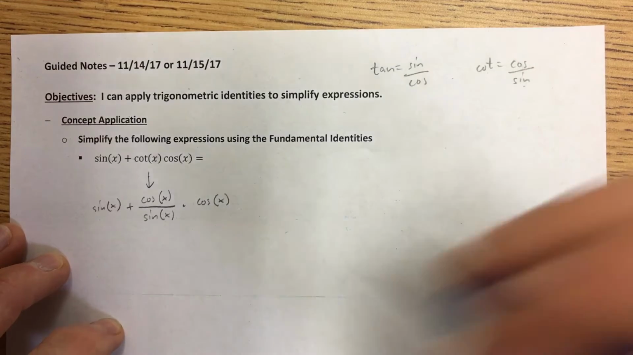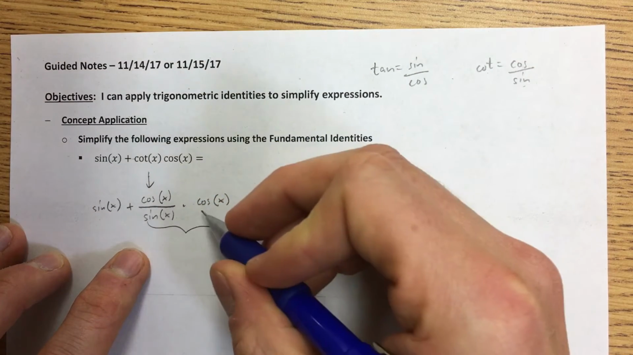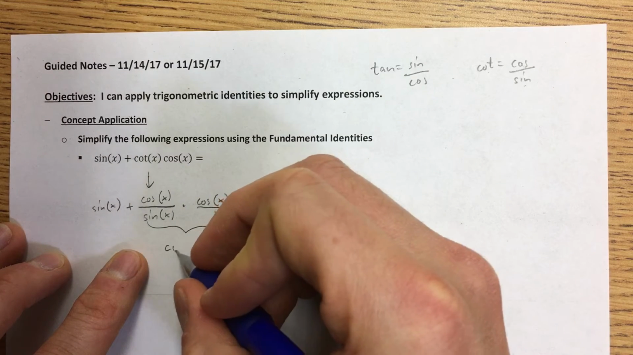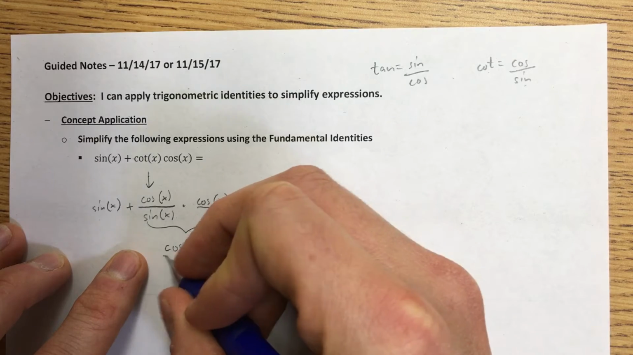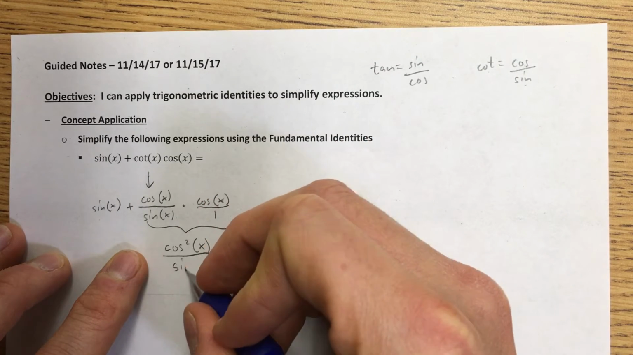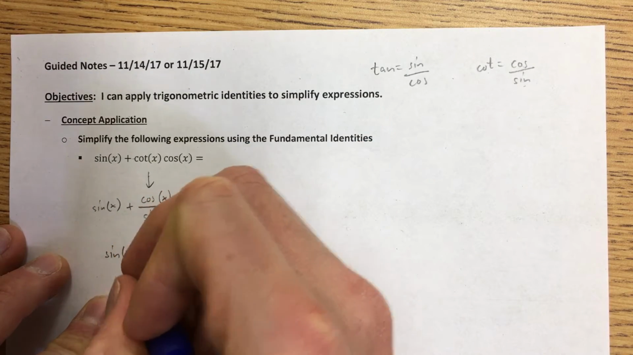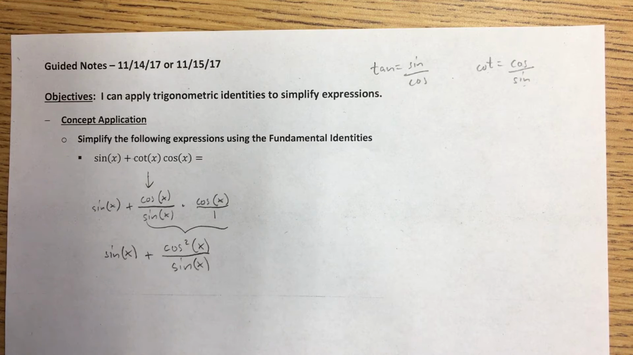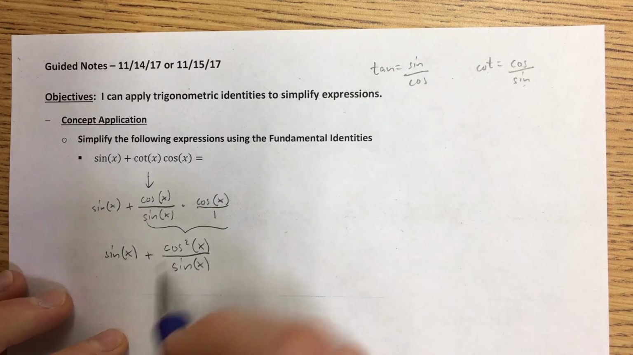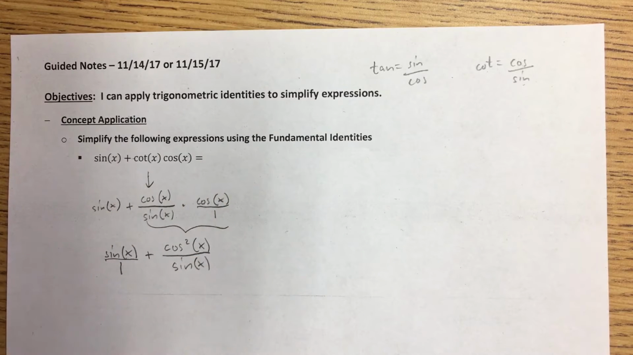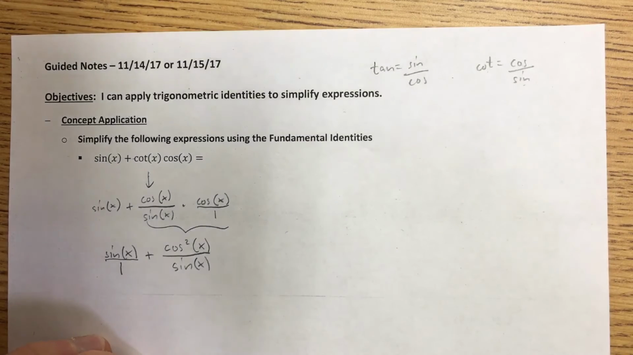If we want to continue down this road, then we can multiply these two guys here. We could put this over 1. Cosine times cosine would give us cosine squared. Sine times 1 would give us sine. Now, the thing here, though, is if we're adding, this is a fraction, this isn't, we can make that a fraction by putting it over 1. But we still can't add these because we don't have a common denominator.